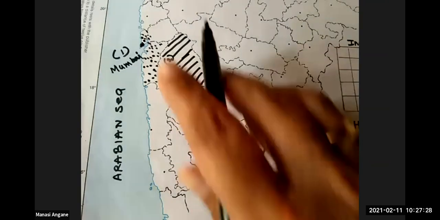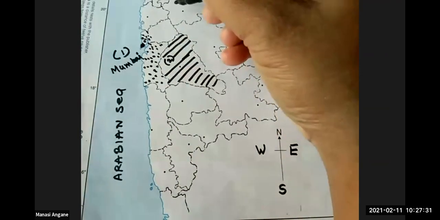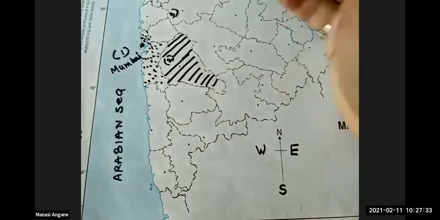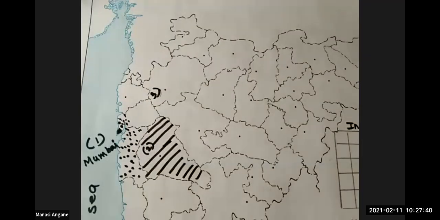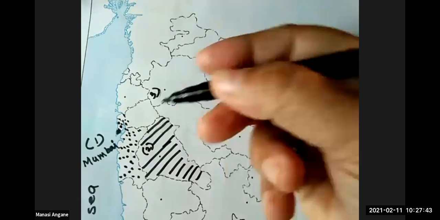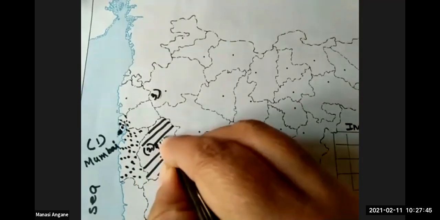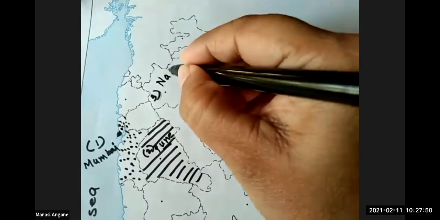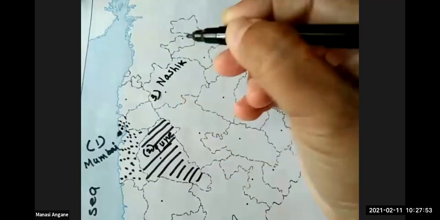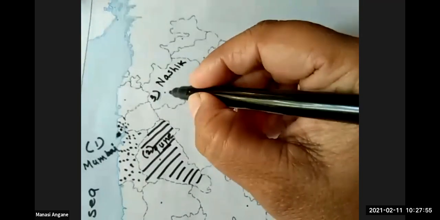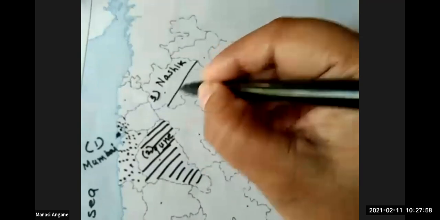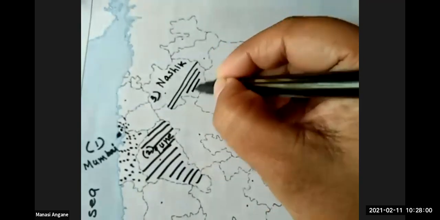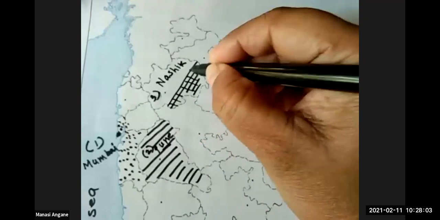So near to Pune is the Nasik, just above it. It goes to the central. So Nasik is number 3. Okay, so number 3 we are taking Nasik. So for Nasik again, you will take a different pattern. So here you can write Pune also if you want, and here you can write Nasik. Okay, for Nasik, you will take a different pattern. For example, there you have taken line, then here you can take these grids.